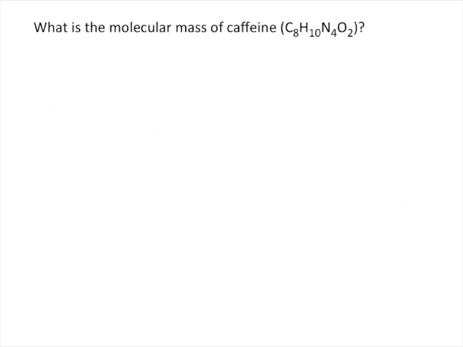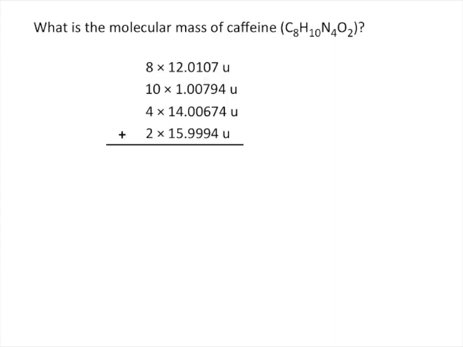So an example, to calculate the molecular mass of caffeine, here's the formula of how many atoms of each type are in caffeine. If you want to calculate this, you could just do the math like this. You can pull off of whatever source you have. The periodic table is a perfect source for this. You pull off the atomic mass of each atom.